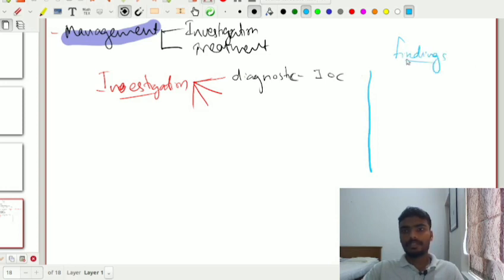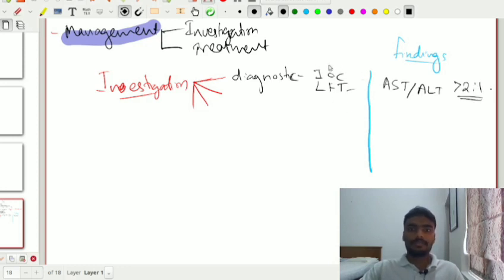Suppose you are getting an alcoholic liver disease patient. So what will be the investigation? The investigation of choice is LFT, in which the finding is AST to ALT ratio more than 2:1. So this is the part of investigation. Just writing LFT, RFT, CT, MRI or ultrasound will not fetch you marks. The thing we have to write is what are the findings in your case.